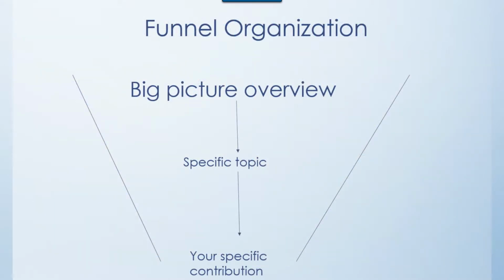You can also think of your literature review as a funnel. You start with a big picture overview of the topic, for example, bullying in schools. In this section, you provide a broad overview of bullying in schools. Then narrow to your specific topic, for example, bullying prevention measures. Finally, concentrate on your particular contribution, say, the effect of peer mediation on bullying prevention.